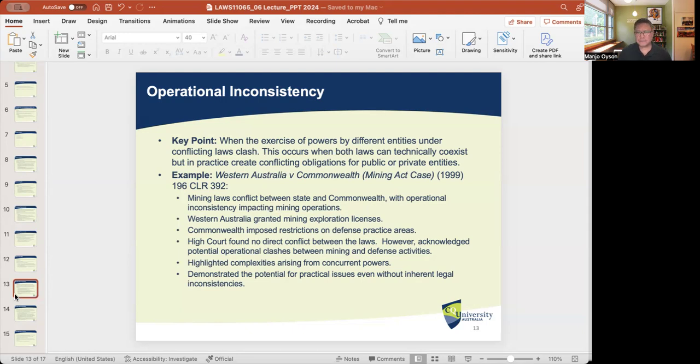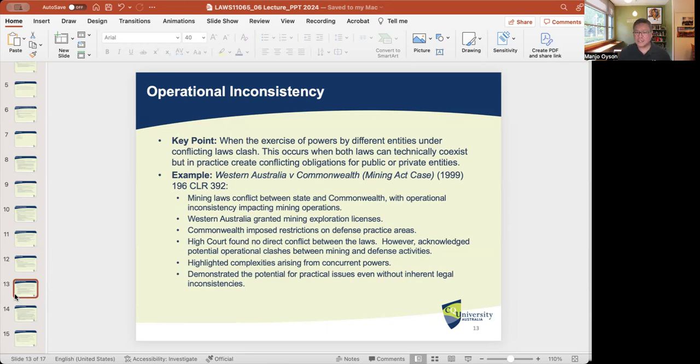And so here, the conflict was that the Commonwealth had imposed restrictions on defense practice areas. There were certain areas, for example, in Western Australia, where the Commonwealth decided that there should be defense practice areas for the defense. But those areas were similarly areas over which the Western Australian government had granted mining exploration licenses.